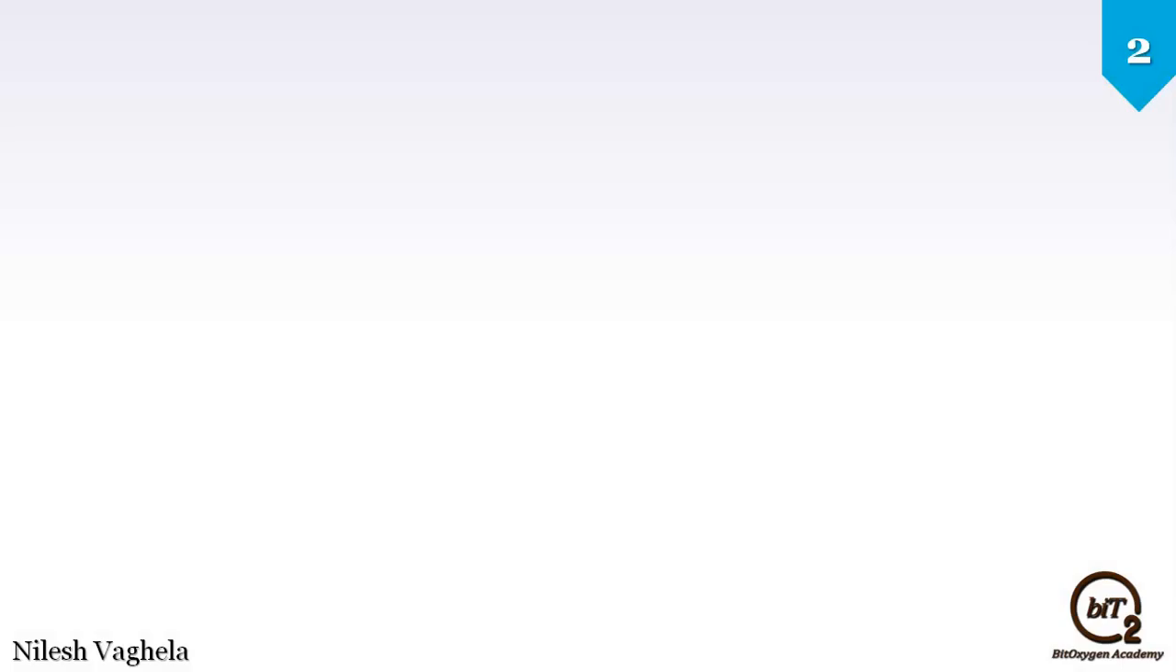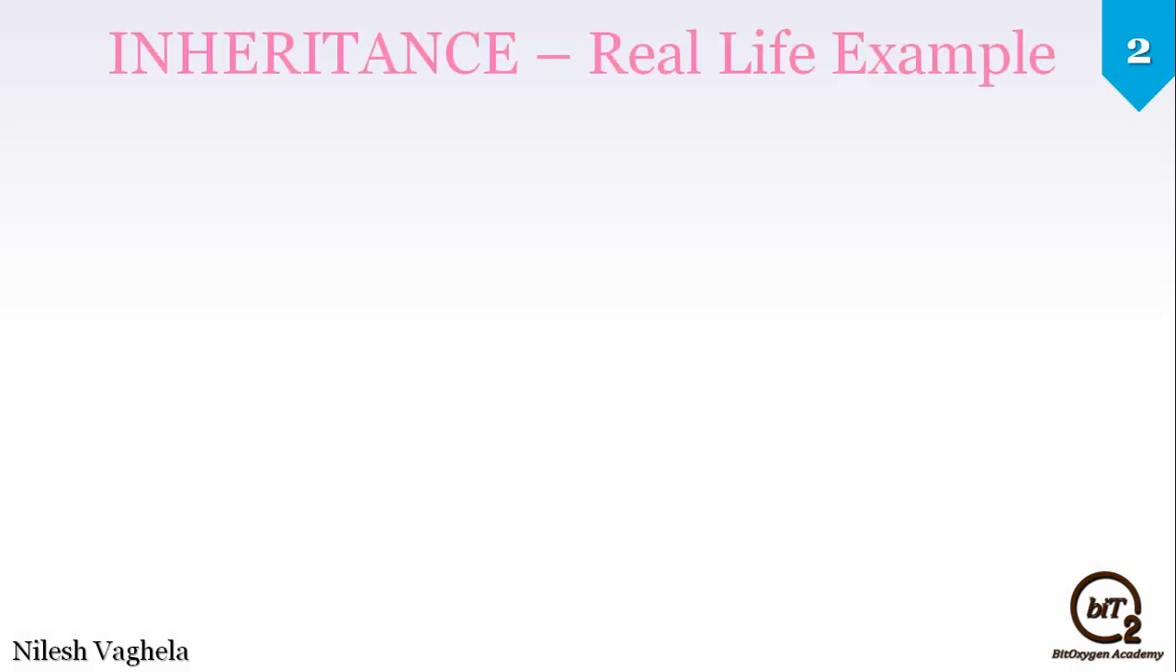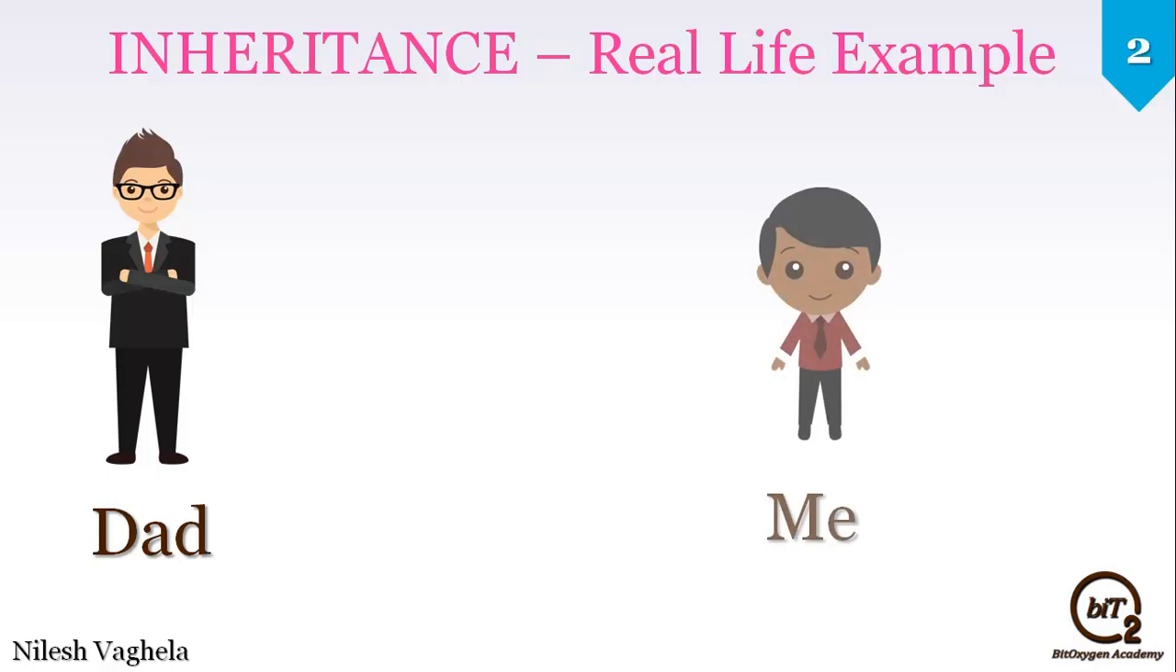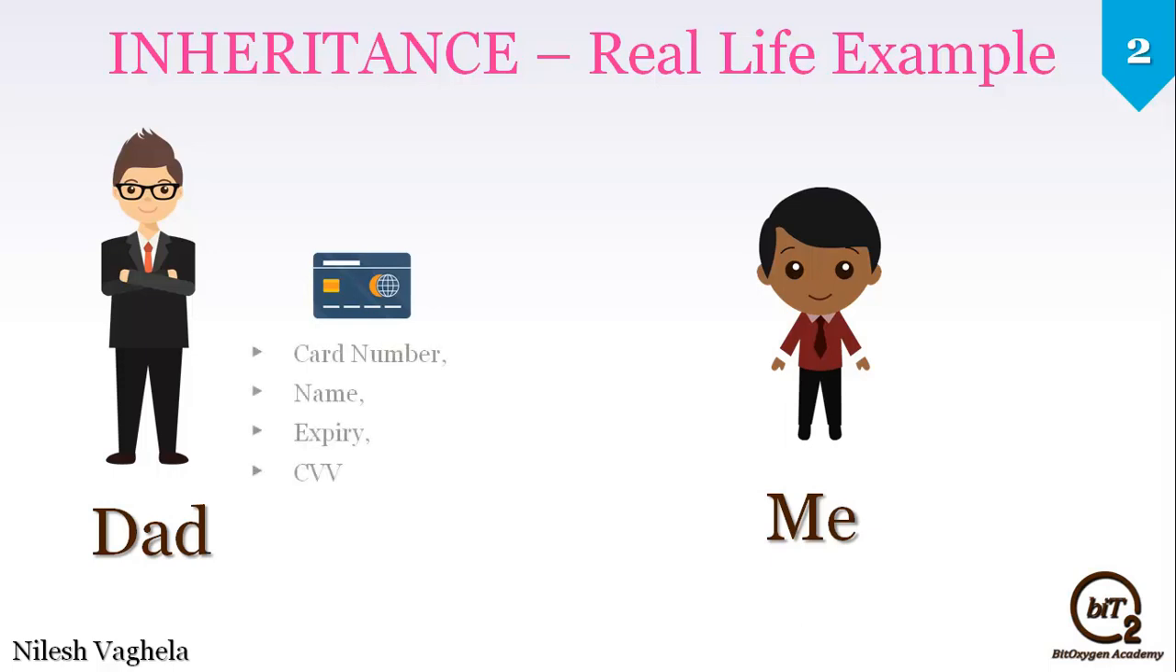So before starting the session, let us take a real life example, or you can say inheritance in layman language. So this is my dad and this is me. My dad has some card, let it be a credit card or a debit card. Now, just like other cards, this card also has some important and confidential data or properties such as card number, name, expiry date and CVV. Out of this, some are very confidential compared to others.